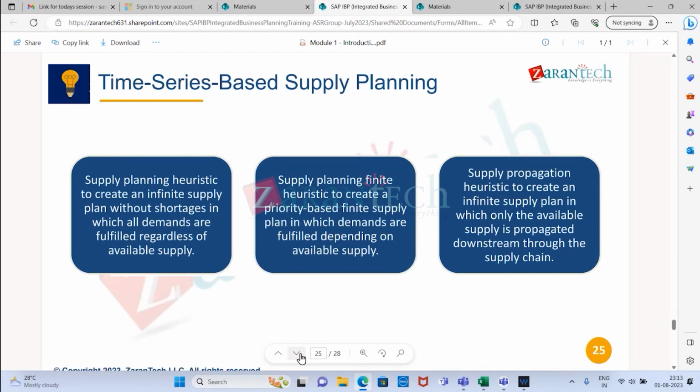Okay. So next point is related to the time series based supply planning. This is only an introduction of IBP. As we go further, we'll have deep dive sessions. So there are three main pillars for the time series based supply planning. It's basically defined based on the time horizon of the supply planning process. So first is basically infinite supply plan without shortages. Okay, so what I would say, this is an unconstrained supply plan.